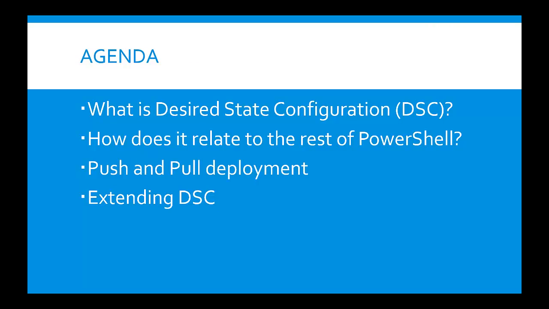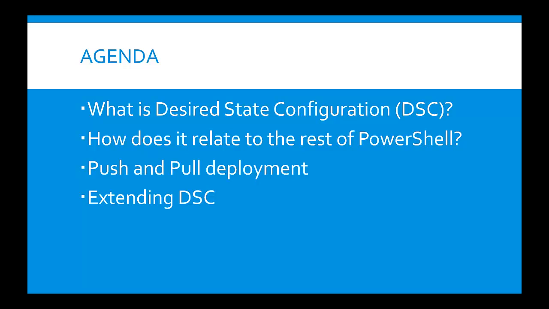So, what we're going to talk about here is what is desired state configuration. It's a new part of PowerShell. It's actually the final piece of what was the original vision for PowerShell. We're going to look at how it relates to everything else that's in there, look at the different ways of deploying DSC and also extending it.